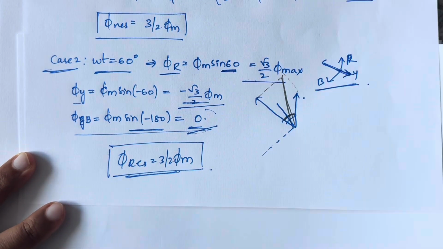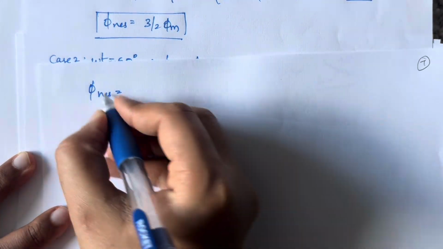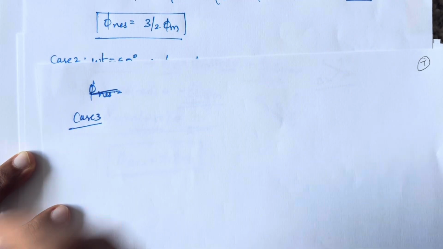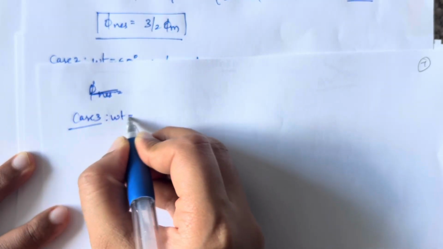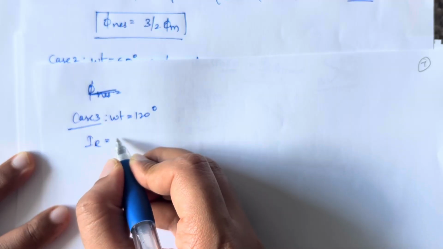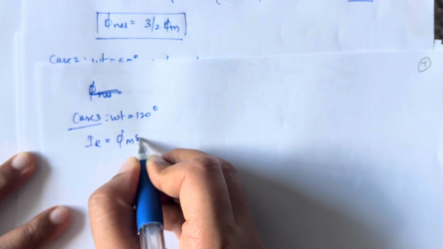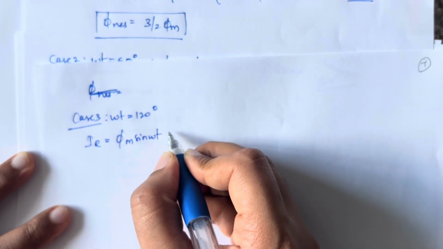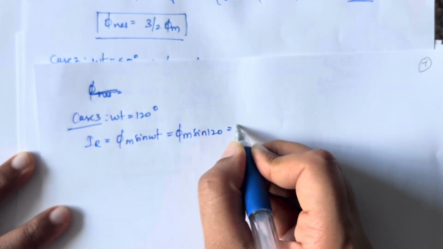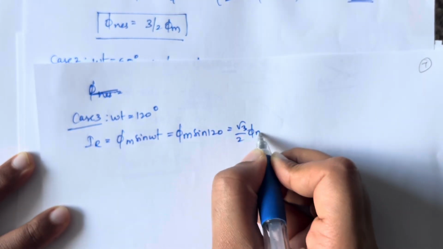Okay, next, let us consider case 3. In case 3, what is omega t? 120 degrees. So what will be phi R? Phi m sine omega t, which means phi m sine 120. How much? Root 3 by 2 phi m.